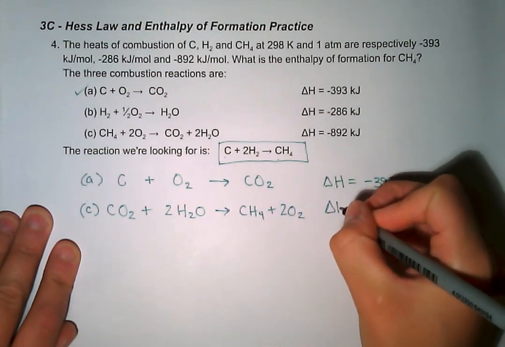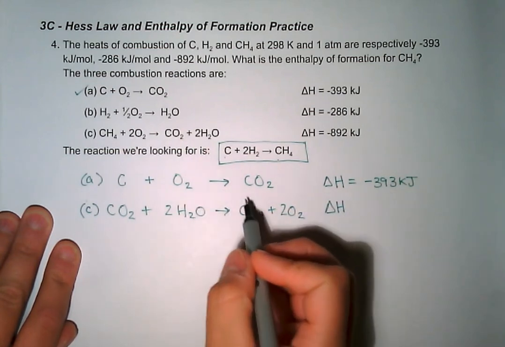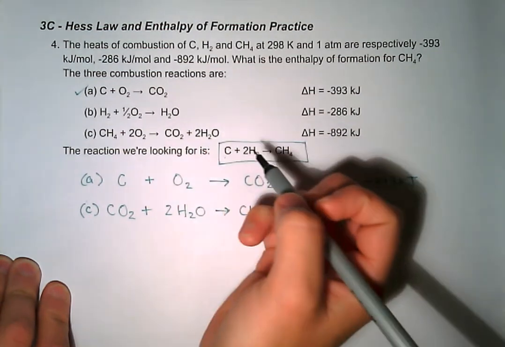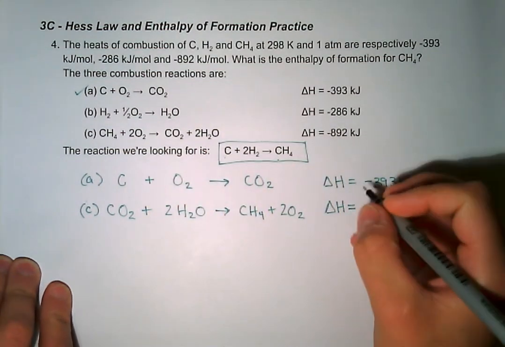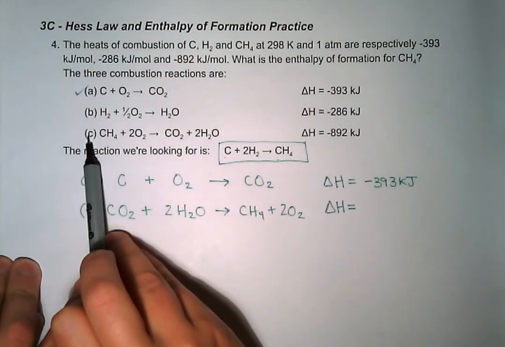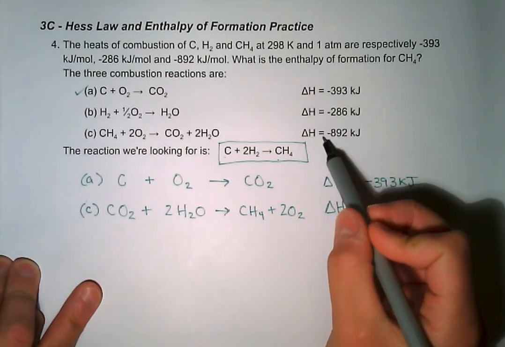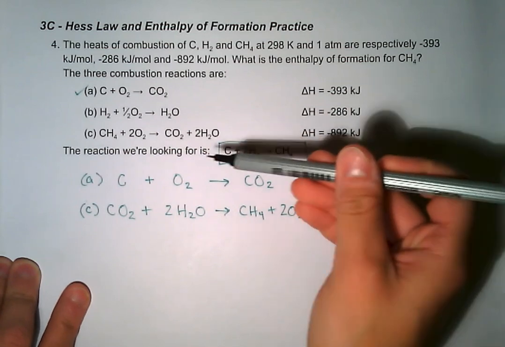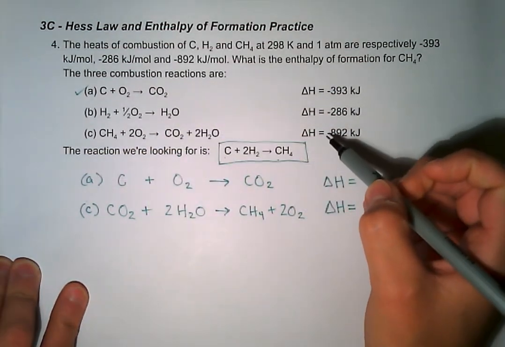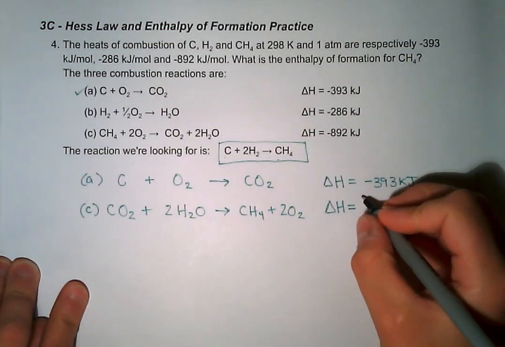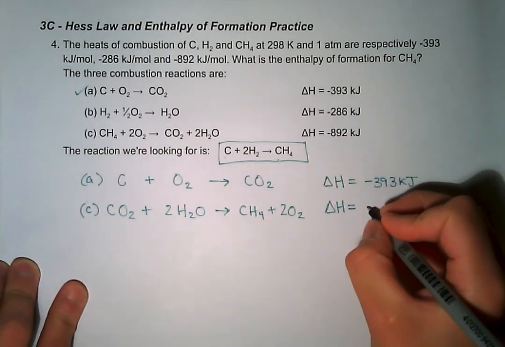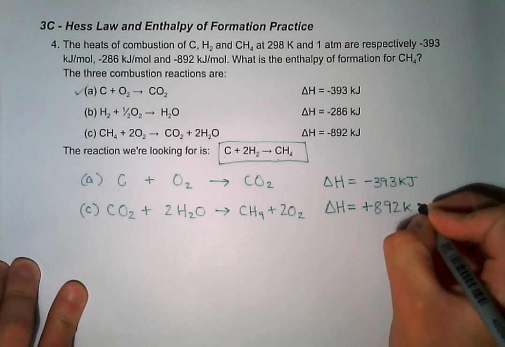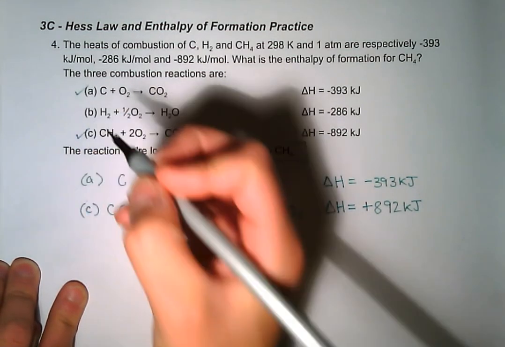And so because I flipped my reaction around, I made the reactants the products and the products the reactants. I also need to reverse the sign of the delta H value because this original reaction had a negative value, which means it was exothermic, but if I do the reaction in the opposite direction, my reaction is now going to be endothermic. So instead of negative 892, the delta H is now positive 892 kilojoules. And I'm going to check that one off as well.